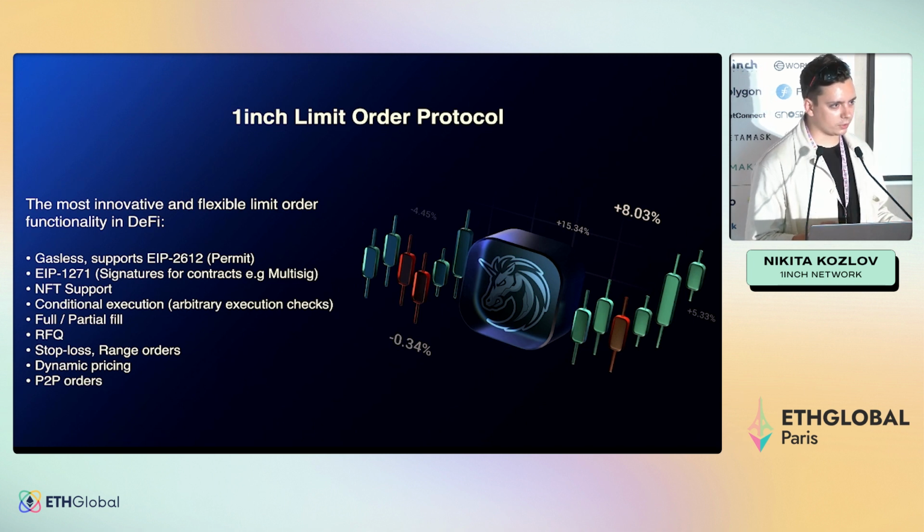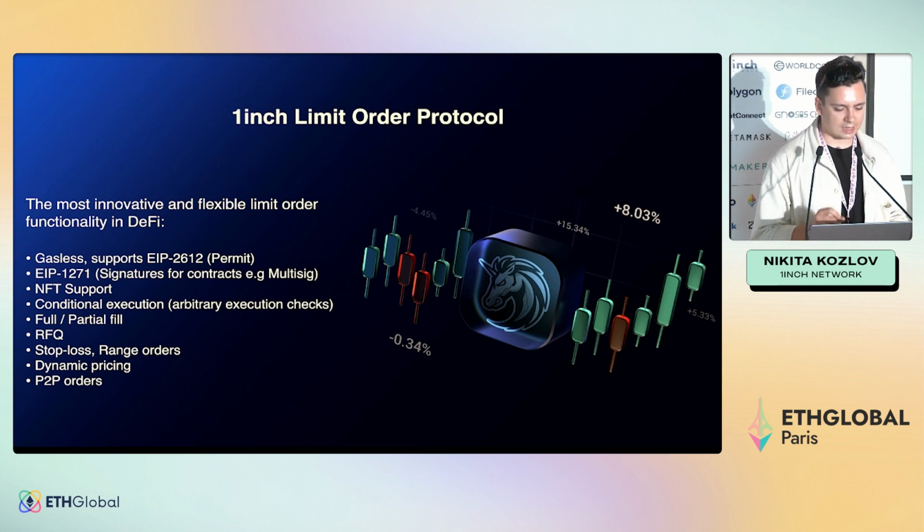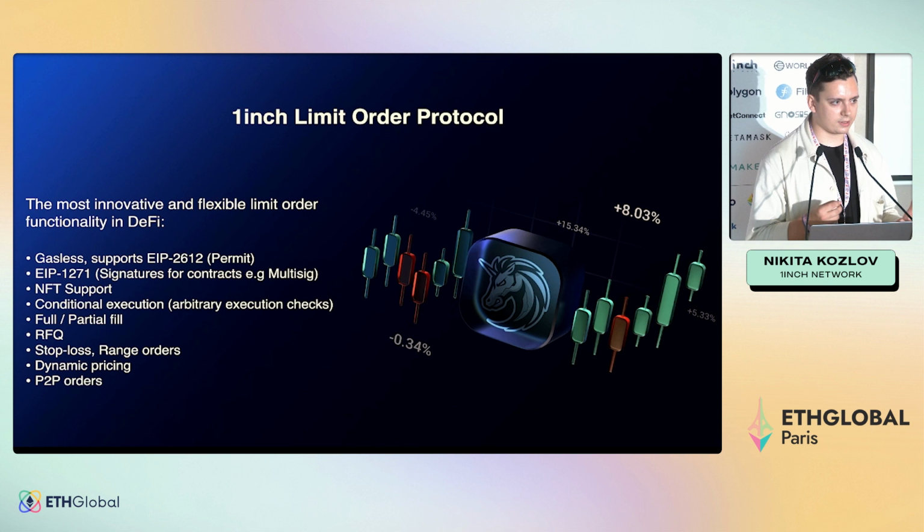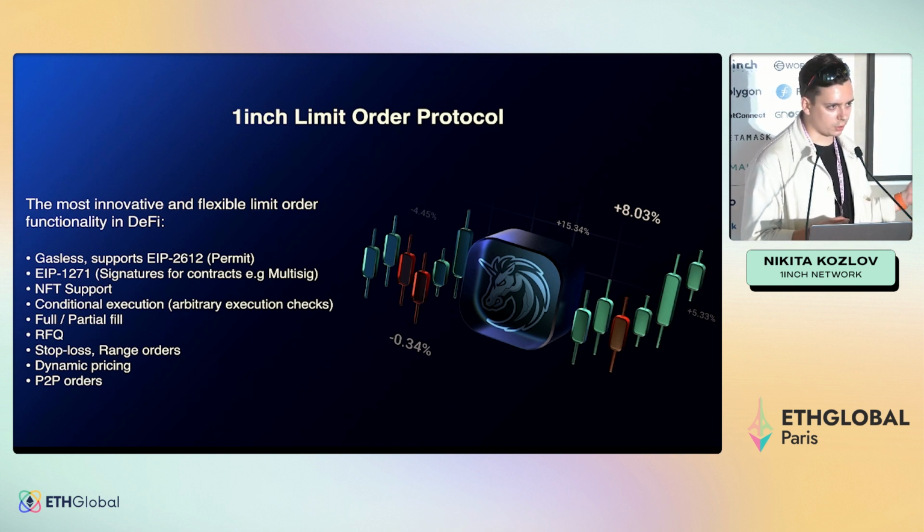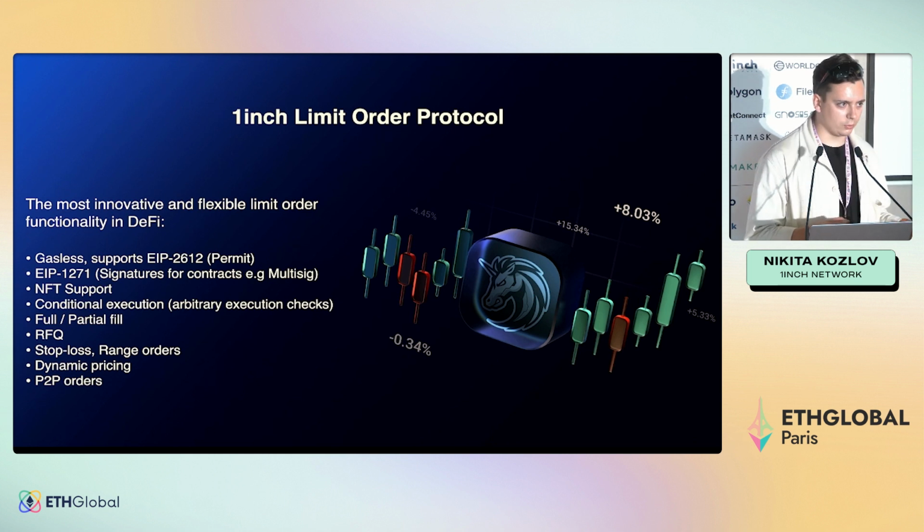But what about limit orders? When you want to specify a target price for any token and just wait until it is executed, it's a bit more advanced, and we have a limit order protocol for that, which allows you to do a lot of fancy things. For example, it's gasless. For every user, you don't need to pay for gas, because you don't do anything on chain except approvals of tokens sometimes.